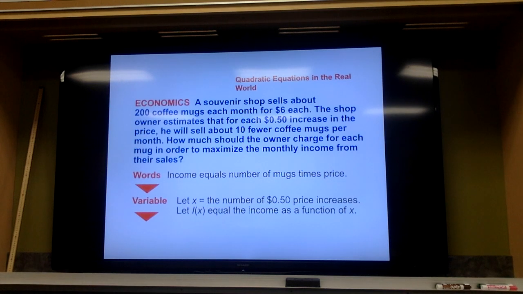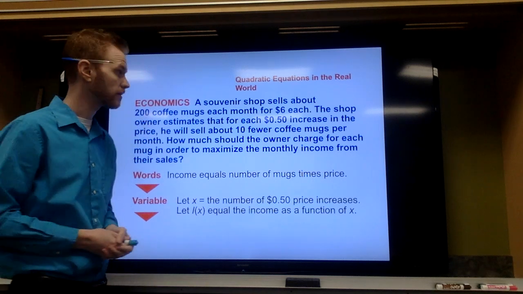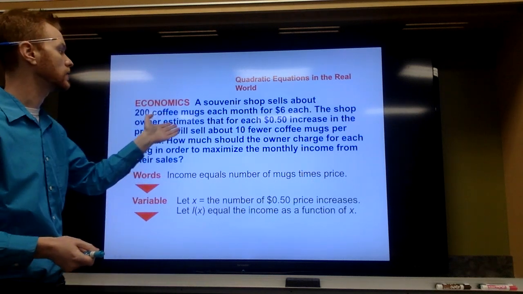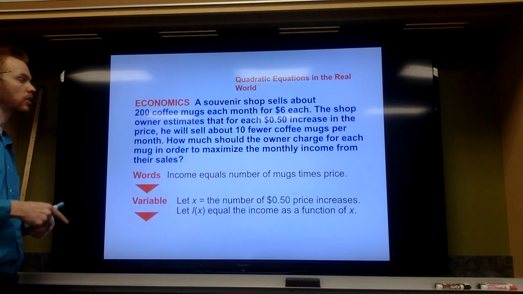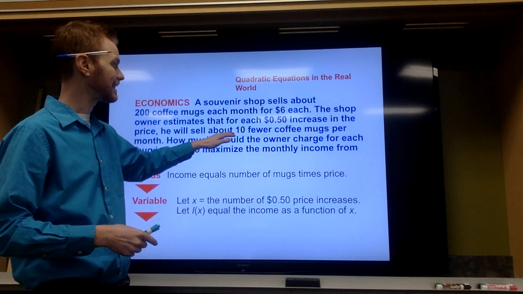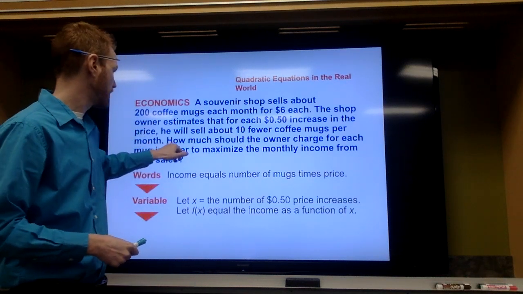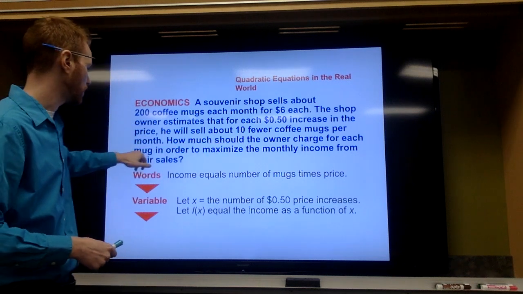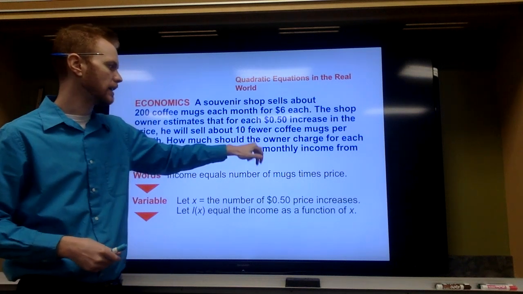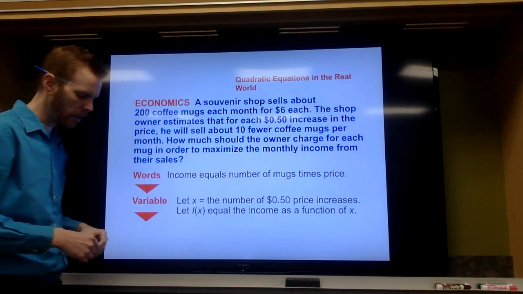A souvenir shop sells about 200 coffee mugs each month for $6 a piece. The shop owner estimates that for each 50-cent increase in the price, he will sell about 10 fewer coffee mugs. Ouch. Per month, how much should the owner charge for each mug in order to maximize the monthly income from their sales?